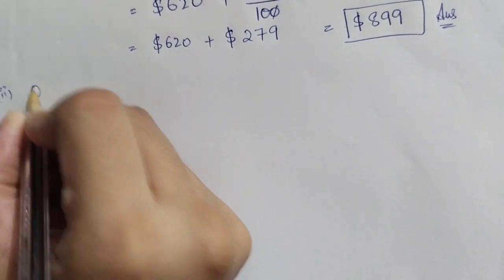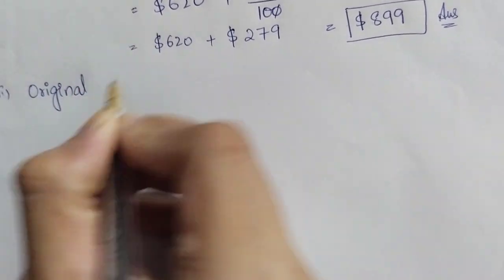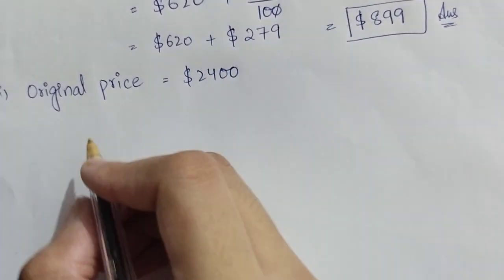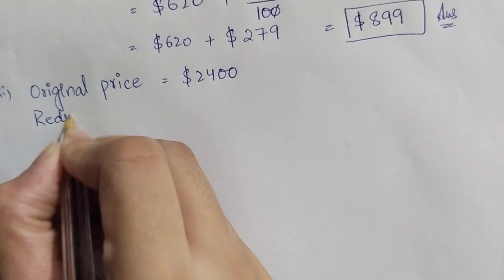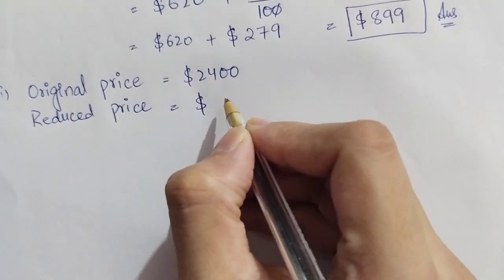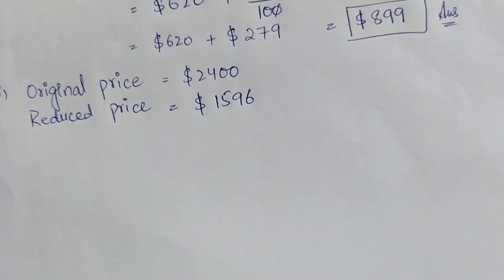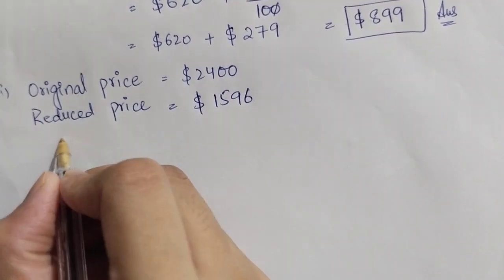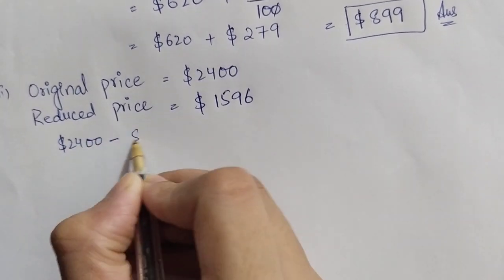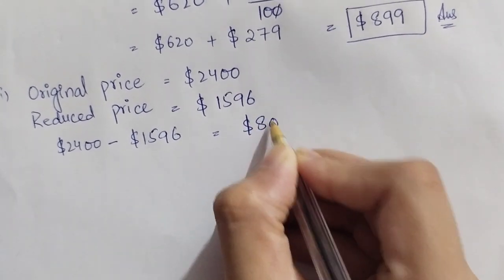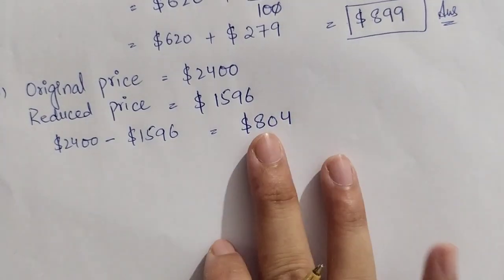Firstly I am writing the original price, which is $2,400, and the reduced price is equal to $1,596. Now we have to find how much amount was reduced. The original price was reduced and became this one. So when we subtract $1,596 from $2,400, we get $804. This is the amount which is reduced.